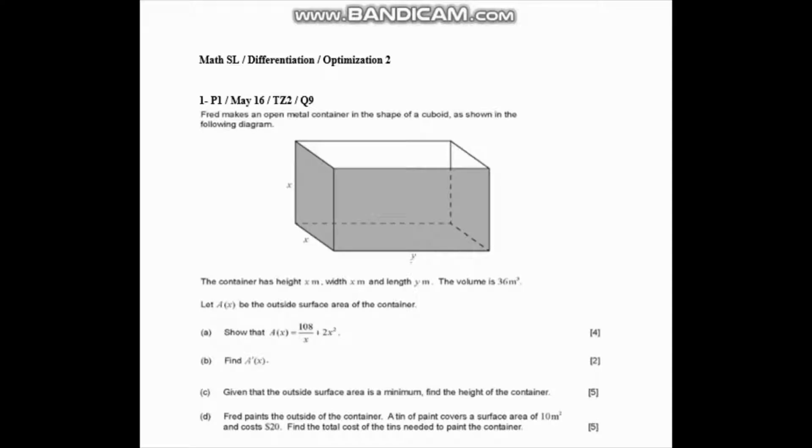So question 1 came in paper 1 May 2016, time zone 2, question 9. Kindly take a minute, attempt to solve, and the answer shall follow through shortly.